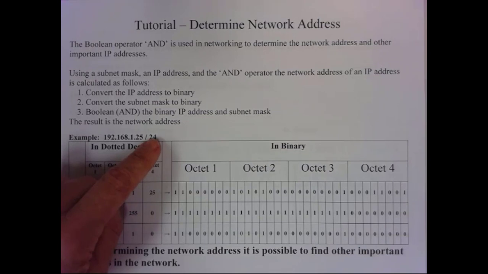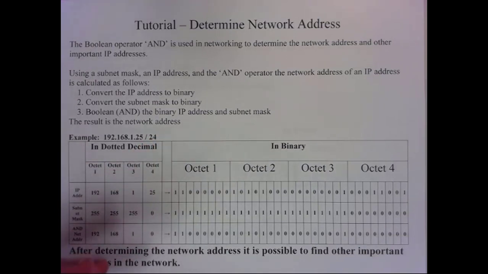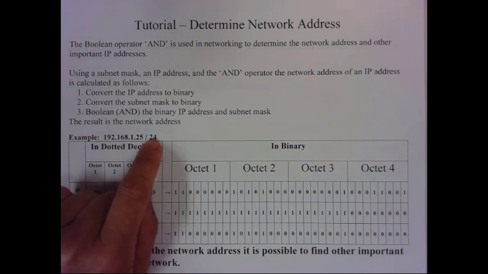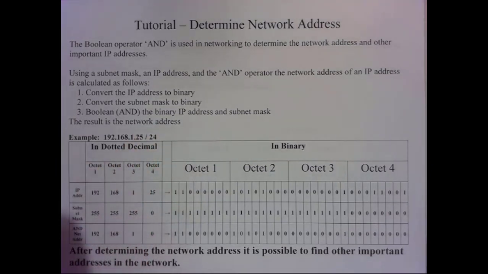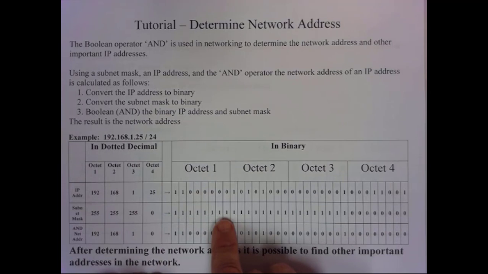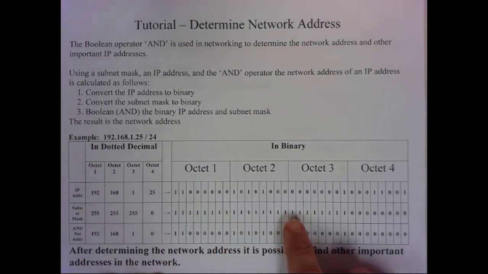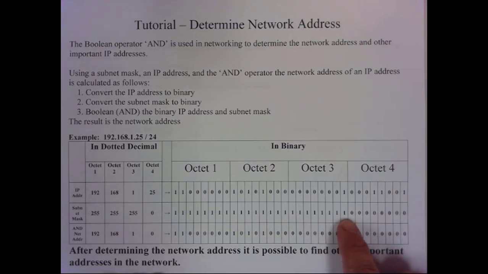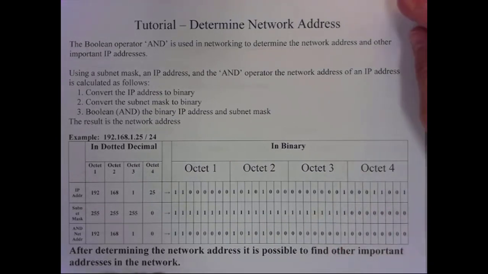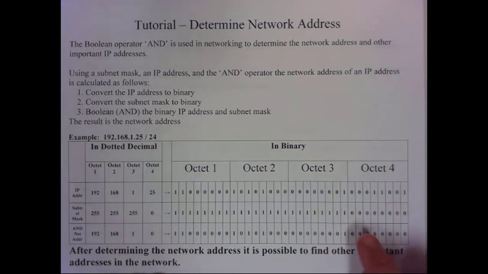With the subnet mask of 24 ones, you may remember that means that the first 24 bits are turned on. That is the subnet mask. So I've got 8 bits turned on, another 8 bits to equal 16, and another 8 bits for 24. There's 32 bits in an IPv4 address, so the remaining bits are off.